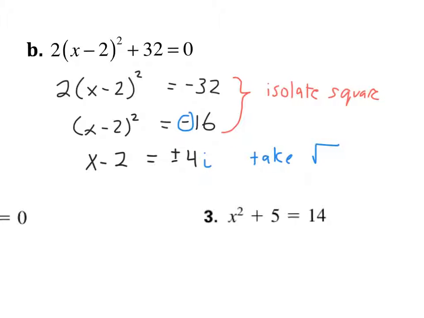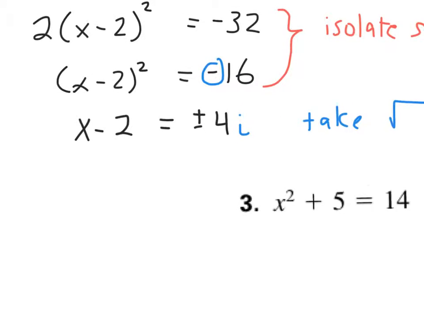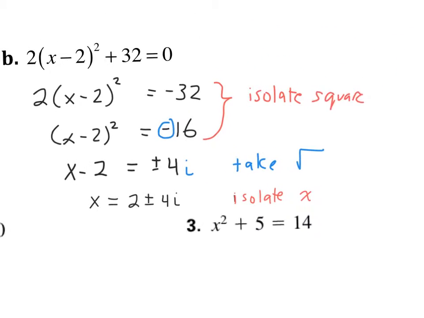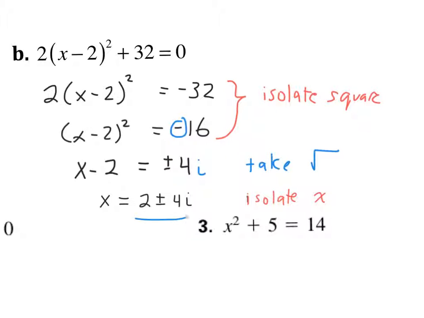Am I done? Nope, because x is not all by its lonesome yet. So my last step is to add 2. Again, I'm not going to write the add 2, I'm just going to do it. 2 plus or minus 4i. And what step did I do here? I solved for x, I isolated the x. Now I'm going to box or circle my answer.